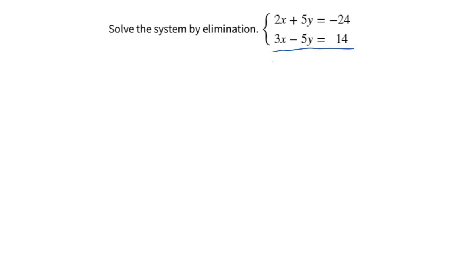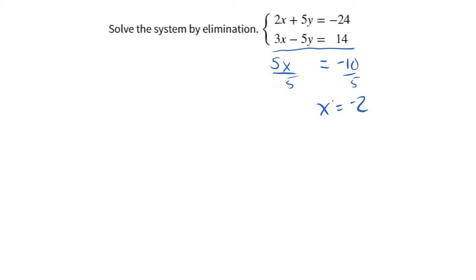So 2x plus 3x is 5x. 5y minus 5y goes away. Negative 24 plus 14 is negative 10. Divide. Hey, looks like x is negative 2. Look how quick I just solved that x is negative 2.